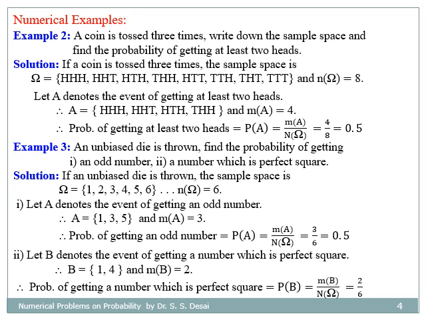Similarly, for the second part, let B denote the event of getting a number which is a perfect square. In these 6 numbers, only 2 numbers are perfect squares, 1 and 4, and therefore the number of favorable cases here is 2, and hence the probability of getting a number which is a perfect square equals 2 by 6.